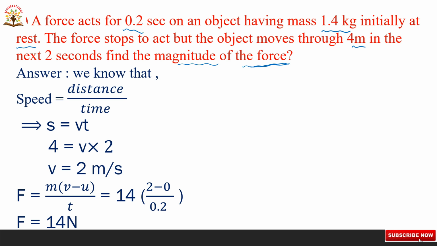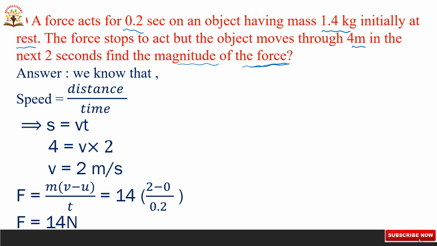So here speed is equal to distance by time, or distance is equal to speed into time. Distance they have given as 4 meters, so substituting here, 4 is equal to V into T. From this we are calculating V. So V is equal to 2 ones are 2, 2 twos are 4, so 2 meters per second.